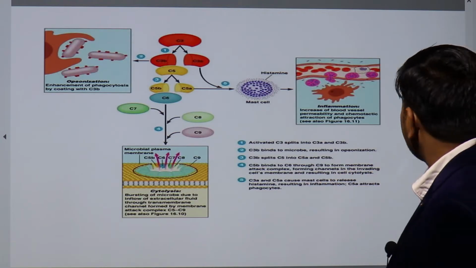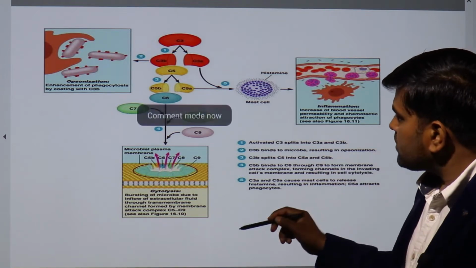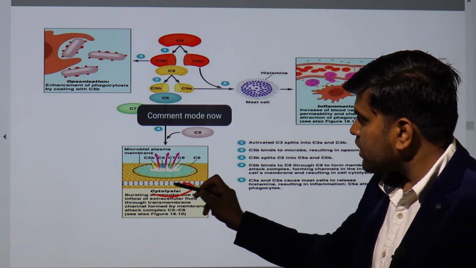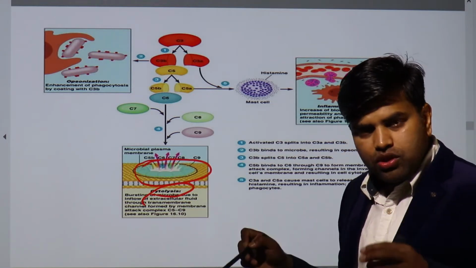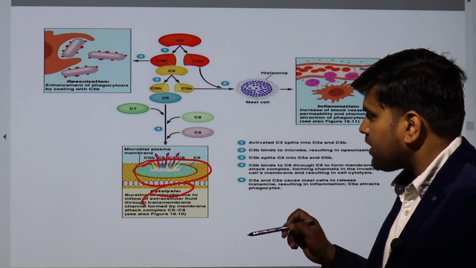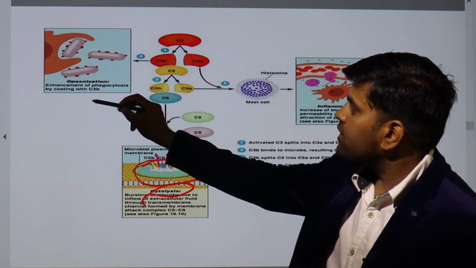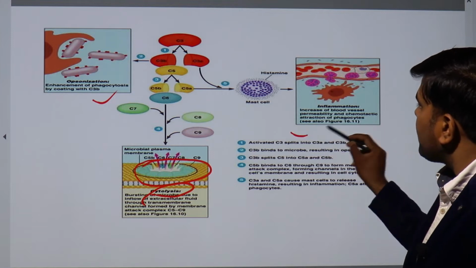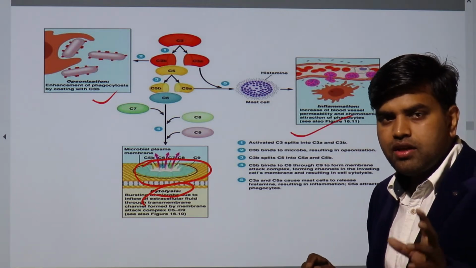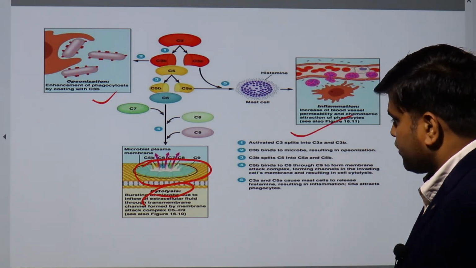So you can see over here the functions: the membrane attack complex causes cytolysis, and the bacterial cell becomes porous, the membrane is attacked and forms pores, and then they kill the bacteria. They also play a role in opsonization, that is C3b, and there is also inflammation brought about by C3a and C5a, that is the anaphylatoxins.